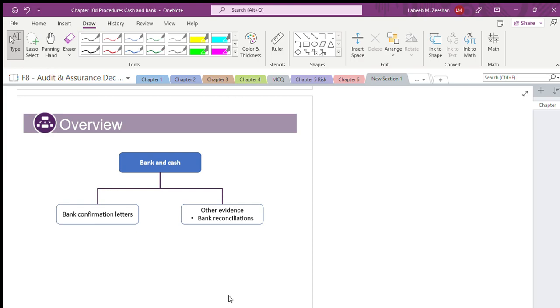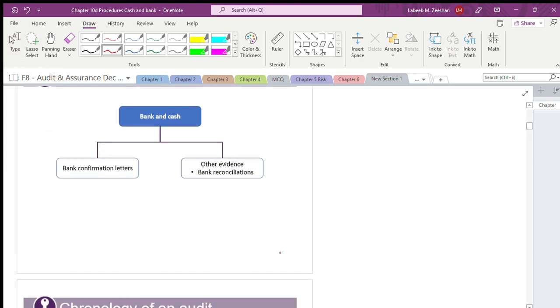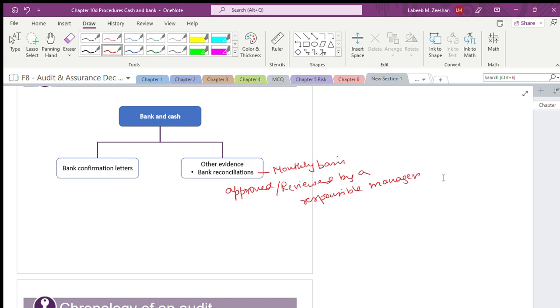You have to get the bank confirmation and you have to get the bank reconciliation. Bank reconciliation has to be done on a monthly basis. Once it is done on a monthly basis, it has to be approved or reviewed by a responsible person, a responsible manager as such. That is very important for all reconciliations.